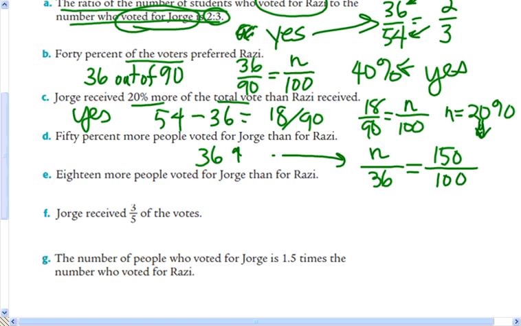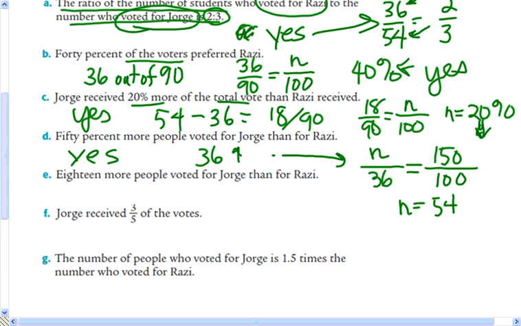And so if I take 36 times 150 and divide that by 100, I get n is equal to 54, which is the number who voted for Jorge. So that is accurate, yes. 50% more people voted.